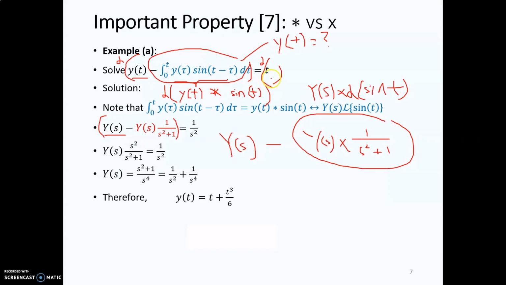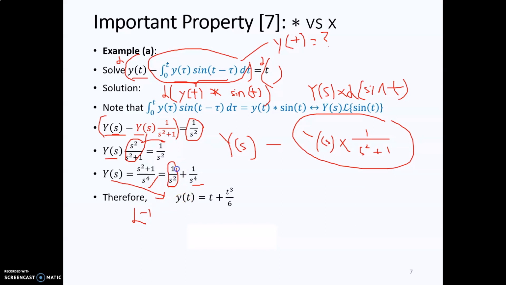On your right hand side, the Laplace transform of t should give you 1 over s squared. Then you collect the terms for Y(s) to get this answer, and then move this term to the right hand side. You should be able to obtain this. And s squared over s to the power 4 gives you 1 over s squared, and then you have 1 over s to the power 4 here. So take the inverse Laplace transform to obtain y(t).